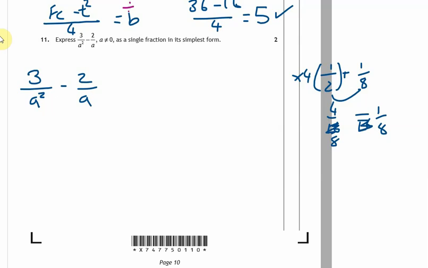Okay, so instead of timesing the a's together, let's just say, well, as a common denominator, let's just take a squared. So what that means is I need to times the top and bottom of this fraction by a. That becomes a, that becomes a squared. Okay, so now I've got 3 minus 2a divided by a squared. I think that's pretty decent. I don't think I can take that any further.